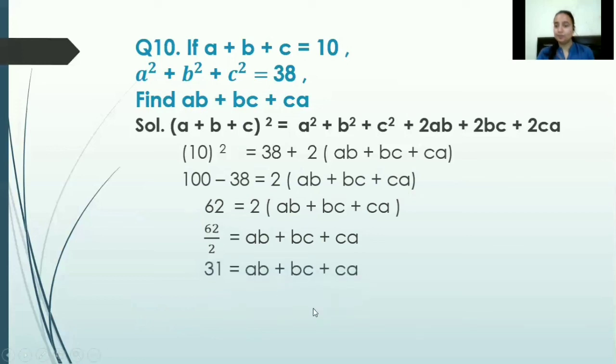It will go in division. 31. Okay, so what we have to find out is AB plus BC plus CA. You can write it this way. AB plus BC plus CA equals 31.